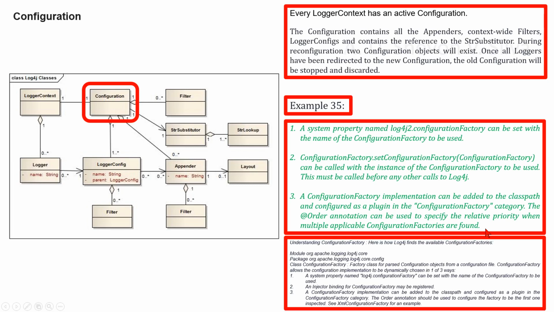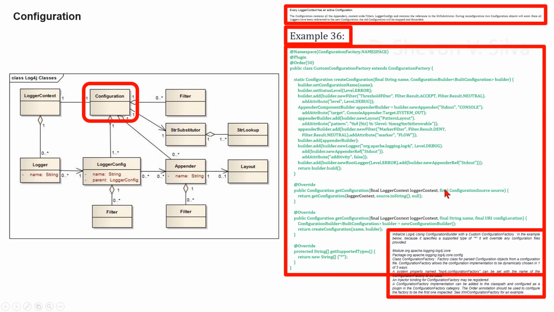Configuration factories have the concept of supported types, which basically maps to the file extension of the configuration file that the configuration factory can handle. If a configuration file location is specified, configuration factories whose supported types do not include asterisk or the matching file extension will not be used. Now we are considering initializing Log4j using configuration builder with the custom configuration factory. In the example here, because it specified support of asterisk, it will override any configuration files provided.